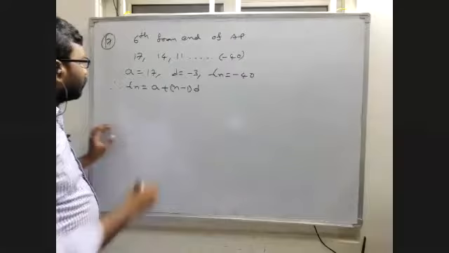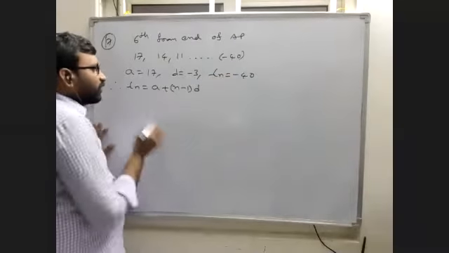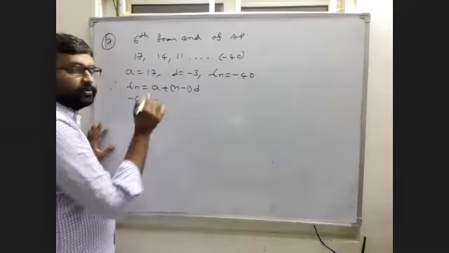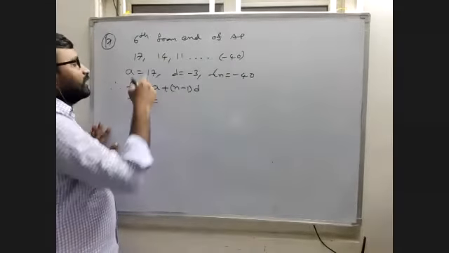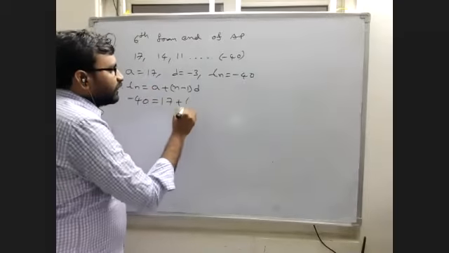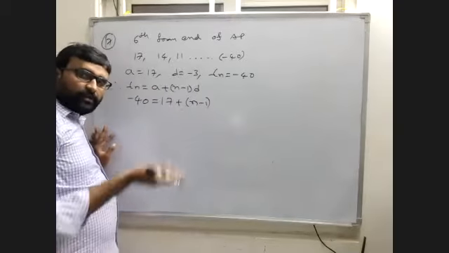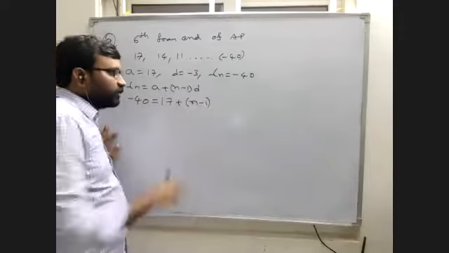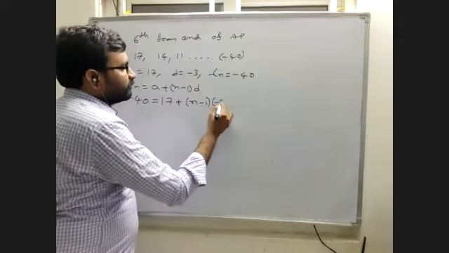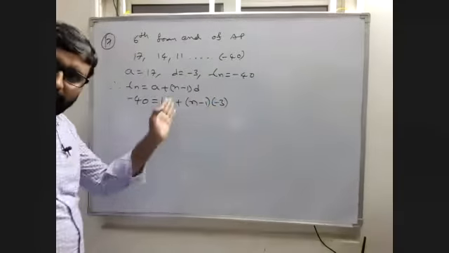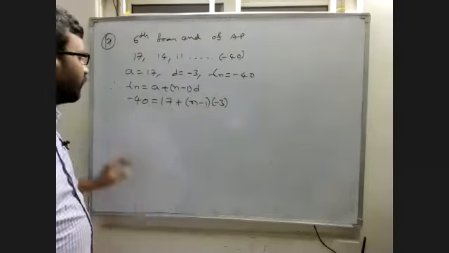Now Tn, minus 40, is equal to a. What is the value of a? 17 plus n minus 1. We have to find n, so we have no value of n. As it is n minus 1 into d, d is what? Minus 3. Now we can find the n value by solving this.